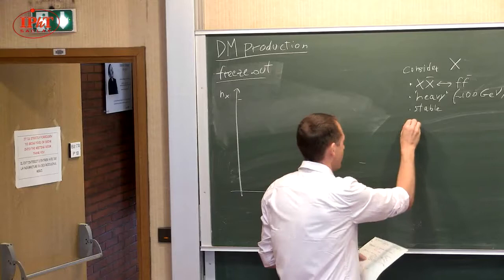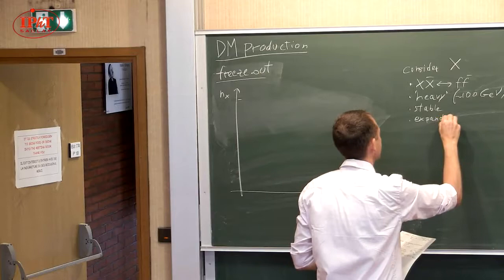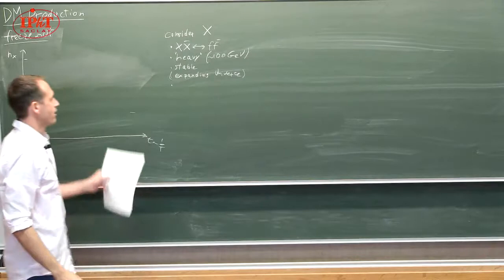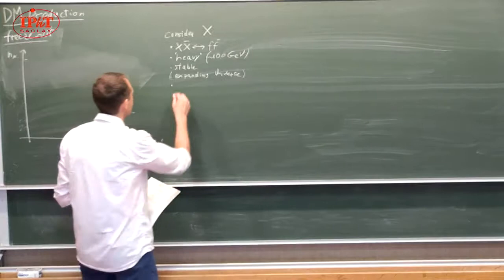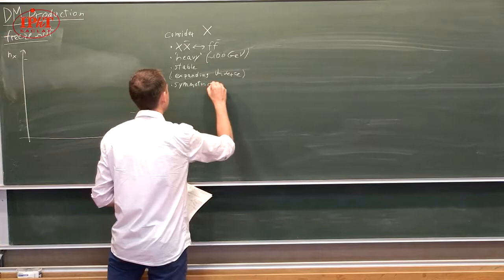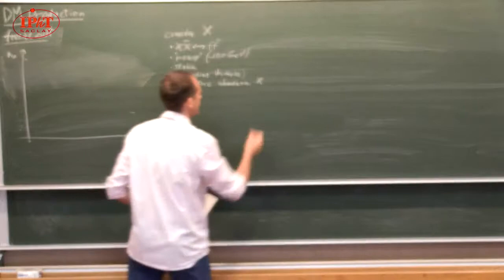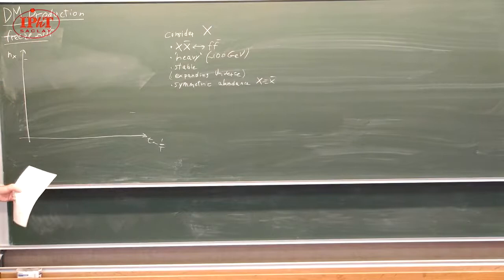We are in an expanding universe. This is certainly true. Although this will not be particularly relevant, it is to be kept in mind. And I assume that this particle has a symmetric abundance, an initial symmetric abundance. Meaning that the initial conditions are such that the number density of X is equal to that of X bar. So I have the same amount of particles and antiparticles as an initial condition.